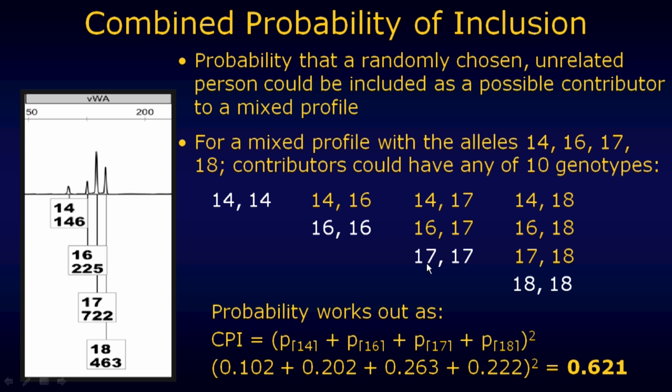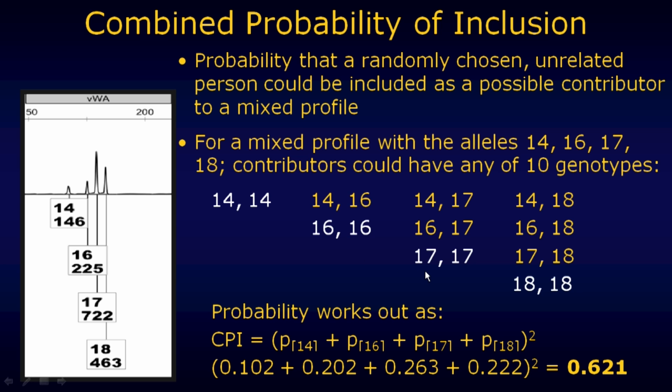Let me pause here to draw your attention to the fact that if an individual was, for instance, a 20-20, they would be excluded as a possible contributor. There is no 20 on that electropherogram. These are the genotypes of the people that would be included as a possible contributor.